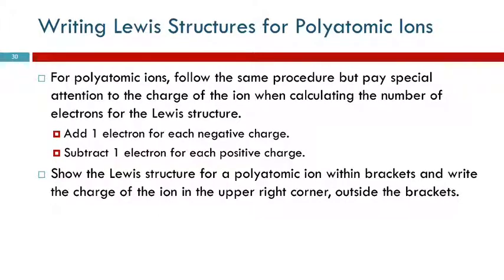When we have polyatomic ions, nitrate, sulfate, those guys, we're going to follow the same procedure as for drawing the Lewis structure for a neutral molecule, but then we need to pay attention to the charge and add or subtract electrons to get the correct charge. When we finish the Lewis structure, we're going to put brackets around it and write the charge on the outside, unless you're doing a problem in Mastering Chemistry and they can't handle the brackets.